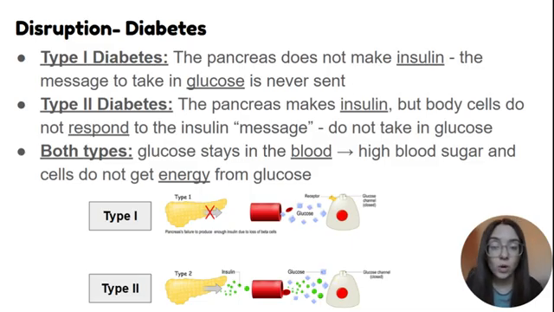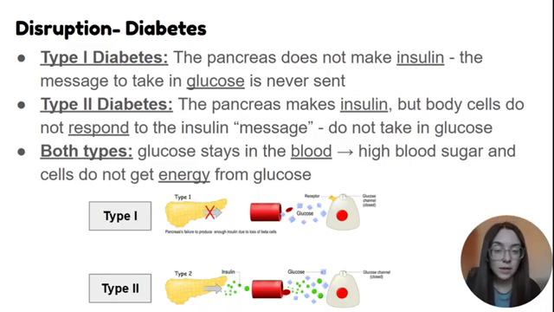The first one, type 1 diabetes. Typically, people are either born with this or it's diagnosed at a very, very young age. This is when the pancreas does not make insulin. So, the message to take in glucose is never sent. So, here's type 1. The message is never sent. What does that mean? Well, that means that glucose stays in the blood and it causes high blood sugar. And so then the cells are not getting energy from glucose.